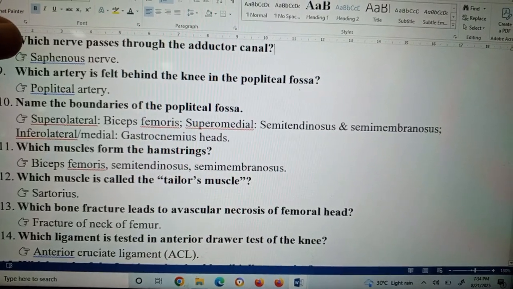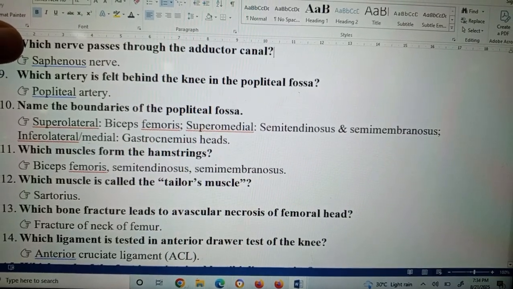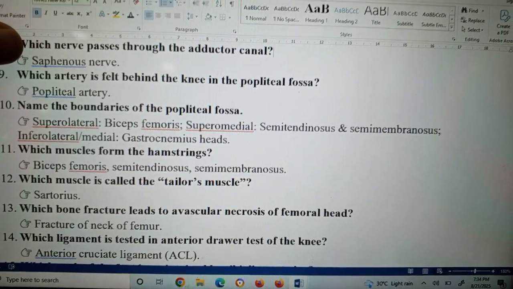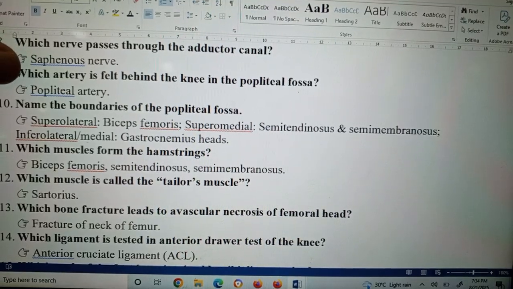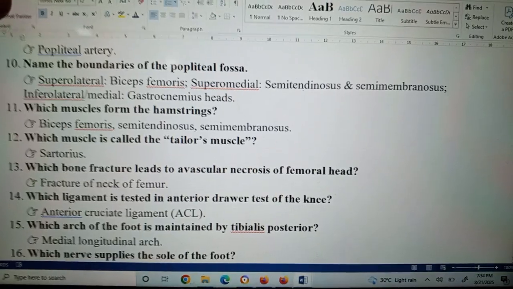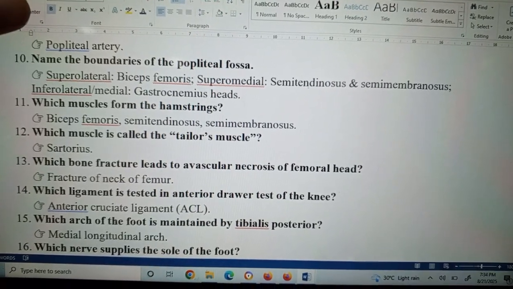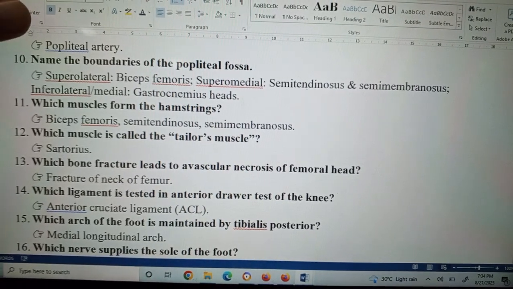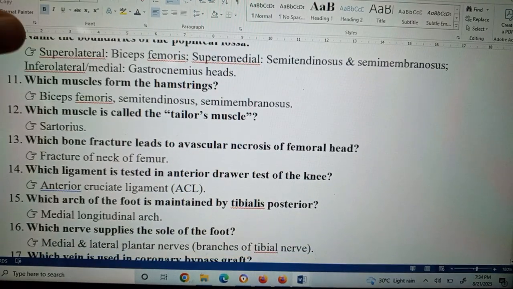Name the boundaries of the popliteal fossa. Superolateral boundary is formed by the biceps femoris, superomedial by semitendinosus and semimembranosus. Inferolateral and inferomedial boundaries are formed by the heads of the gastrocnemius. Which muscles form the hamstrings? Three muscles form the hamstrings: biceps femoris, semitendinosus and semimembranosus.